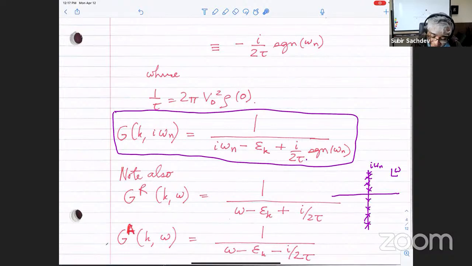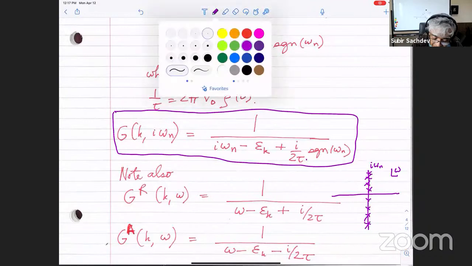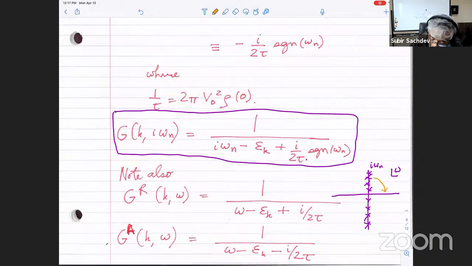Okay, so when you analytically continue, you're going to go from this point to that point. For the retarded Green's function, you analytically continue from the upper half plane. So if you go this way, it gives you G retarded. And if you go the other way to the same frequency, you get G advanced. Because you're going in different ways, you get the opposite sign. So for the retarded Green's function, you get a plus I over 2 tau. For the advanced Green's function, you get a minus I over 2 tau.